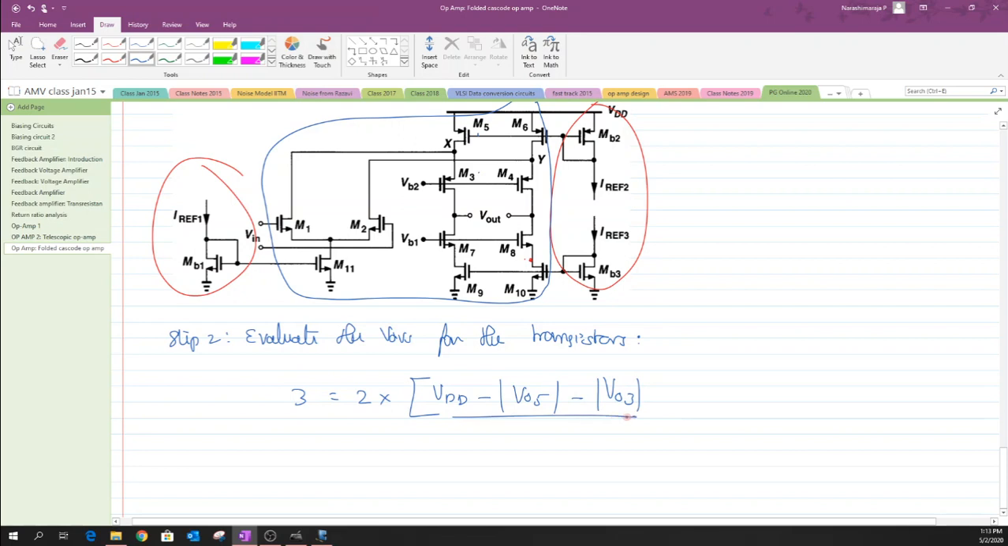This is our VO max, minus the minimum point, which is VOV 7 plus VOV 9, with a negative sign. So this is our VO minimum condition. Now based on this and the value of VD, which is equal to 3 volt, one could quickly realize that it can be written as VOV 5 plus VOV 3 plus VOV 7 plus VOV 9 equal to, I guess, 1.5.